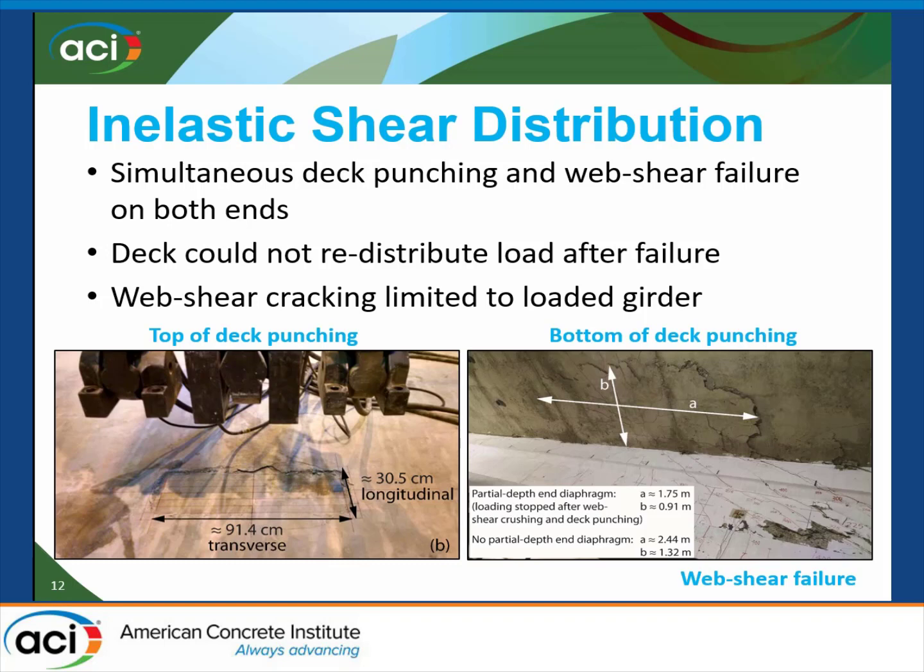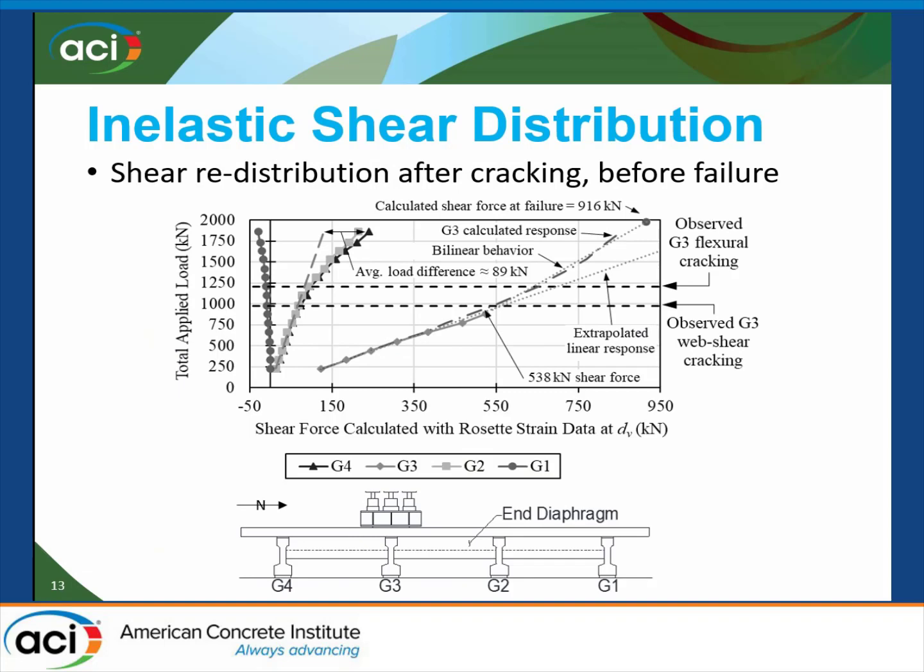What that means, though, is that after the deck cracked and punched, it couldn't continue to distribute load to the adjacent beams. It's totally going to focus on the one that broke. And what was really interesting is that there wasn't any web shear cracking in the adjacent girders, only in the primary loaded ones. So the 2 next to the beam that we were loading were uncracked, theoretically still elastic. So if the deck hadn't punched, perhaps it could have still pushed load to the adjacent beams. And obviously, we're applying much more load than a wheel patch from a truck. So it's a little bit different from bridge loading, but looking at distribution.